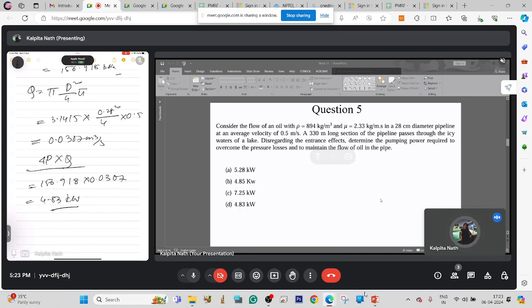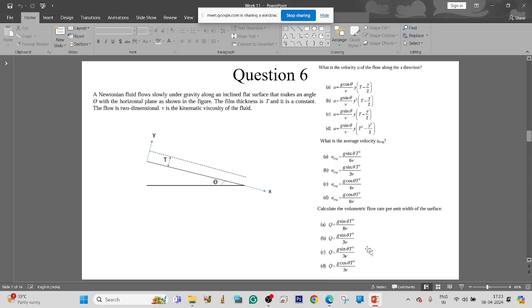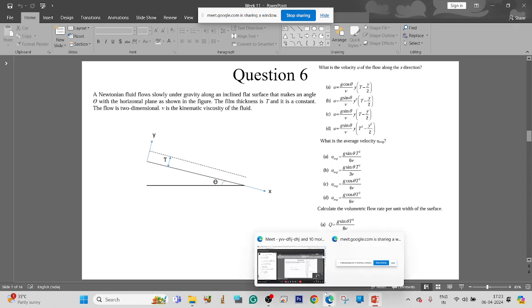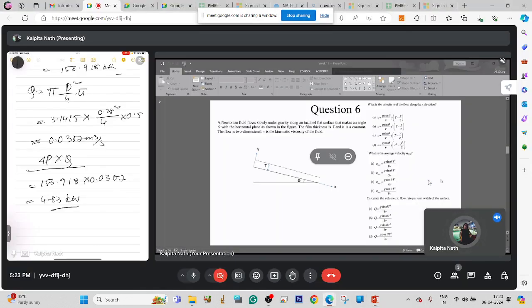Now let's proceed to the next question. This is a combined question where a Newtonian fluid is slowly flowing under gravity through an inclined flat surface that makes an angle theta with the horizontal. The film thickness is T and it is a constant. The flow is two-dimensional and nu is the kinematic viscosity of the fluid. We need to find the expression for velocity, the average velocity and the volumetric flow rate. I think it's easy and you can do it. You just need to do the balances. I'll give you 3 to 4 minutes to solve this.